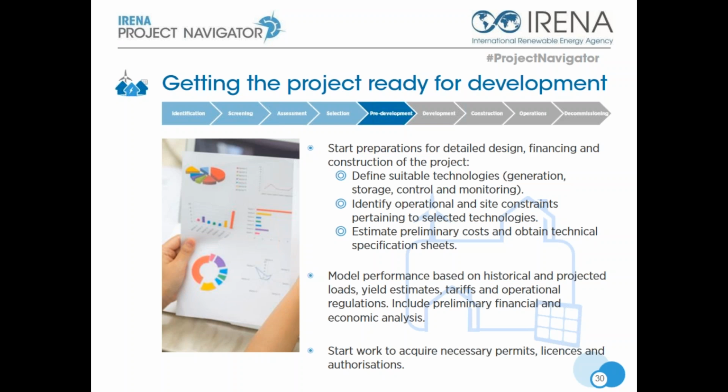The performance of different technologies, components, and interactions should be modeled, including historical and projected customer loads, both thermal and electric, renewable production profiles and energy yield estimates, utility tariffs, and interconnection and operational regulations. This should help the developer come up with a detailed design and operational guidelines. Performing this should also help to come up with a preliminary financial and economic analysis, and this is a critical part of this stage.